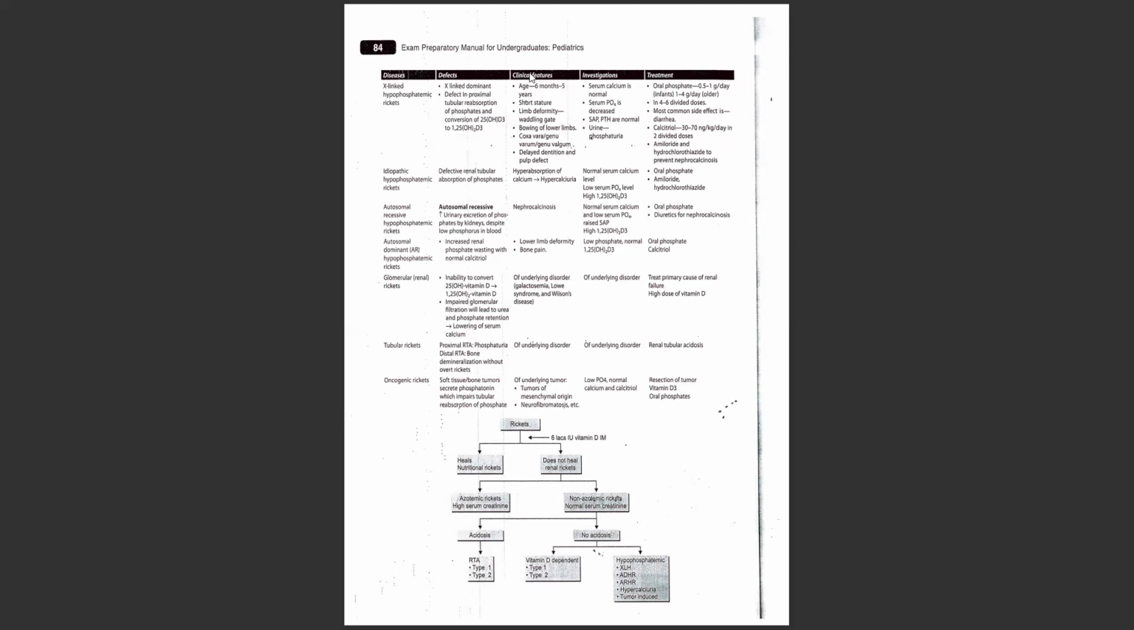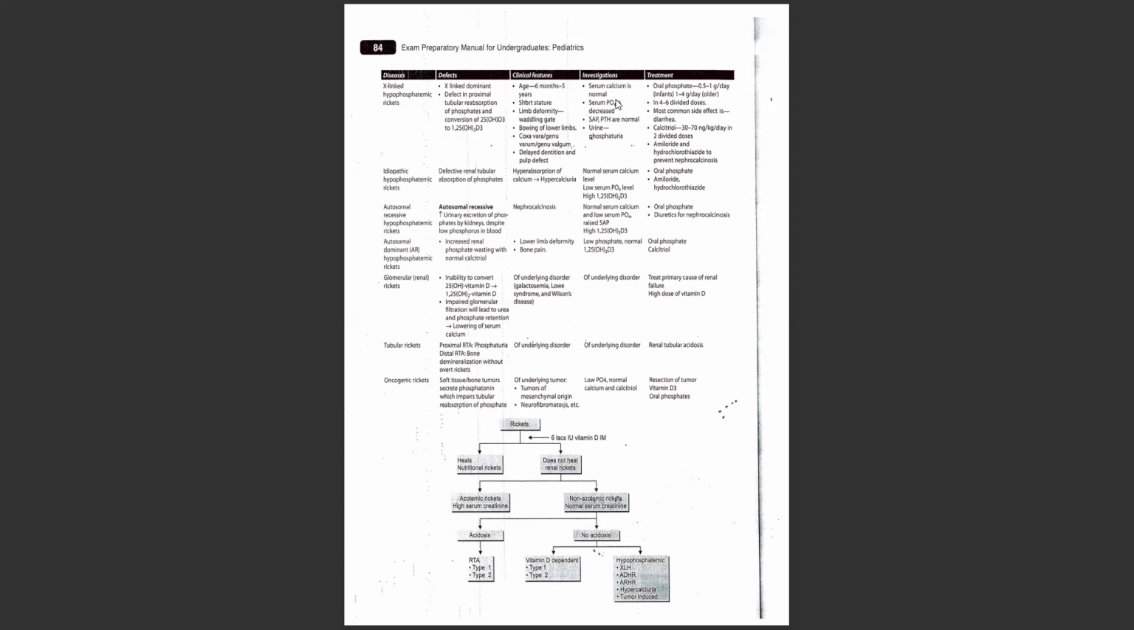As for the clinical features, the child presents at the age of 6 months to 5 years with short stature and limb deformity. A waddling gait will be there, with bowing of the lower limbs, coxa vara, genu varum or genu valgum, and delayed dentition and pulp defects. These are the clinical features when a child with X-linked hypophosphatemic rickets presents.